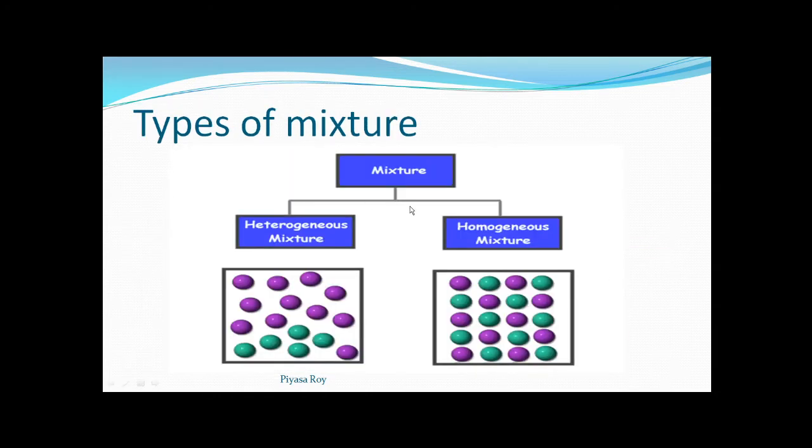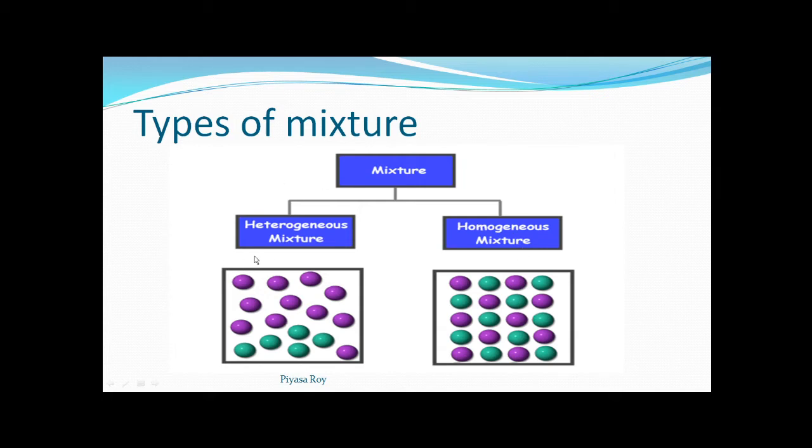Here you can understand it properly, the difference between homogeneous and heterogeneous mixtures. Here you can see, for both the homogeneous mixture and the heterogeneous mixture, we have taken purple balls or particles and green particles or balls. In the homogeneous mixture you can see the purple balls and the green balls are distributed uniformly. Everywhere it is distributed properly, uniformly. Everywhere the composition of these two colors of balls is the same. The components are the same everywhere. The proportions of these two color balls are the same. So it is a homogeneous mixture.